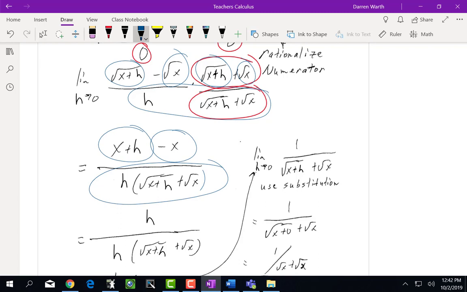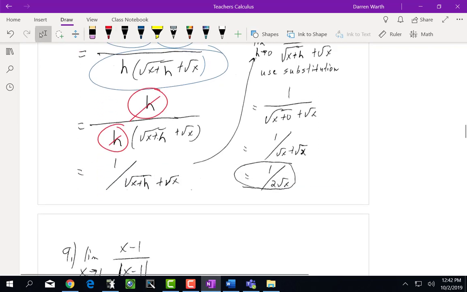Okay, now that I've done that, I'm going to go ahead and cross off my x's. So my x's cross off, and I'm just left with h up here. I have my h down there, so these are going to cross out. And when those cross out, I'm going to be left with 1 all over the square root of x plus h plus the square root of x.